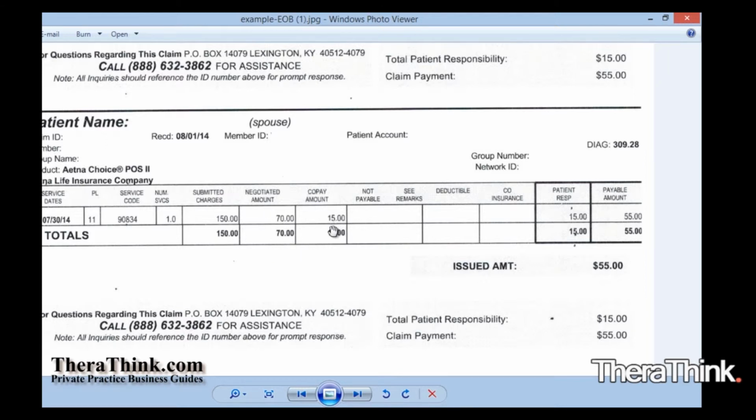Co-payment is the patient's responsibility. Co-payment or co-insurance will vary depending on the insurance plan of the patient. So we can see here that it's $15. So $15 of $70 leaves us with $55 for the actual amount that's being paid by the insurance company. And it really is that simple. It doesn't need to be particularly complex. We'll take a look at a few other examples. You can also see a diagnosis code here.